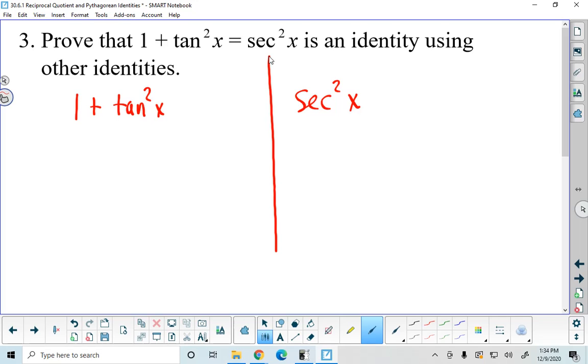Now, we can't use this identity. If you were to look at your formula sheet, you'll see this identity. We're asked to prove that these are the same thing using other identities. So the first thing I'm going to do is this. And I want everybody to think long and hard about how I got from 1 plus tan squared to 1 plus sine squared over cos squared. And if you feel you could explain it, feel free to type in an explanation in chat, or feel free to unmute your mic and explain to me how I'm allowed to do that.